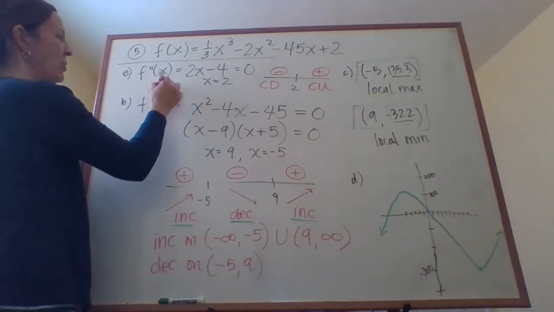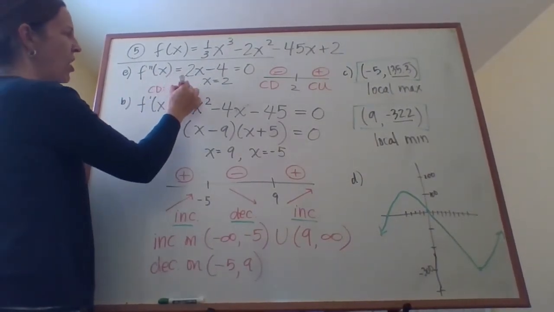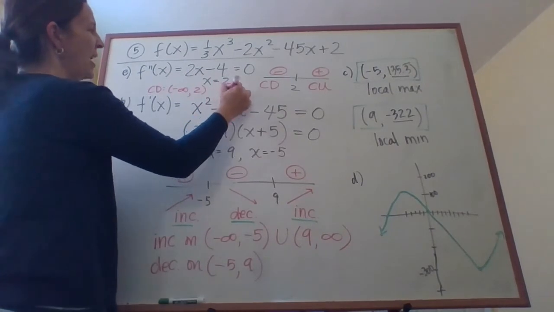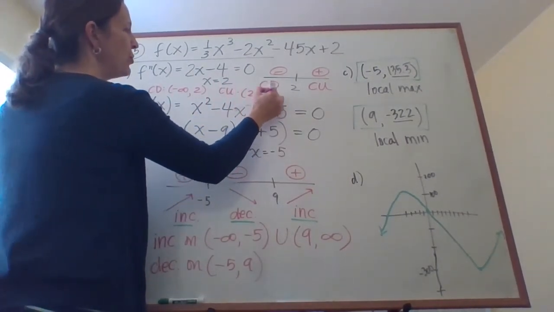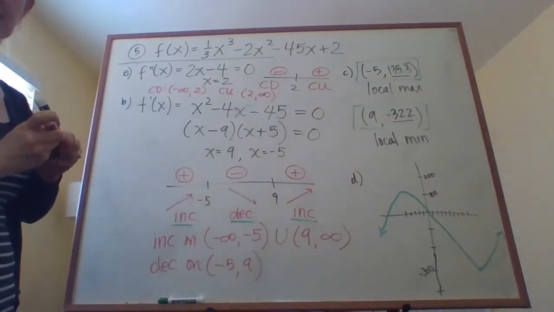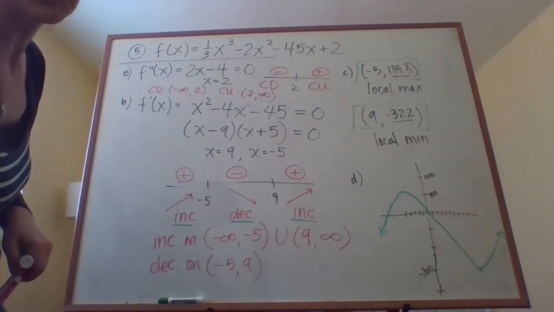So that means that I am concave down for part E on negative infinity to 2, and I'm concave up on 2 to infinity. And that's the end of problem 5.